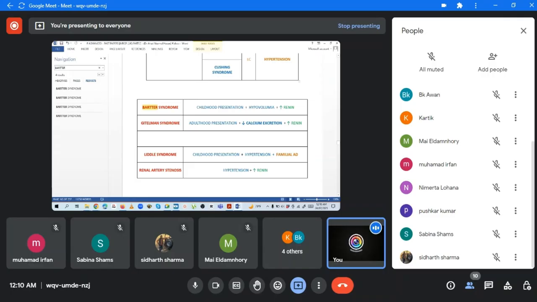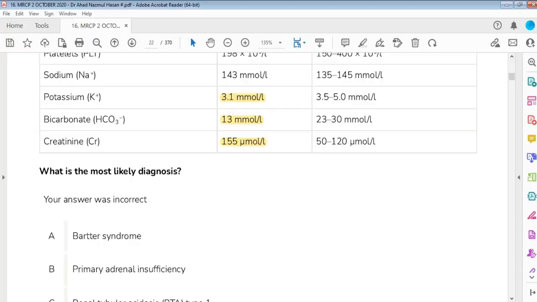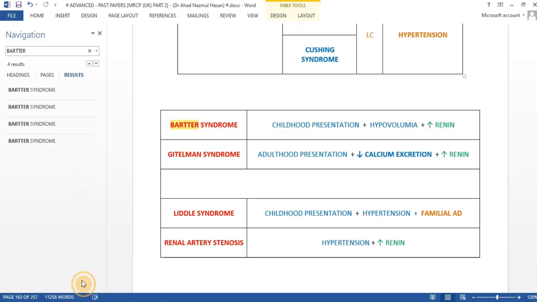Anyone? How to differentiate between Bartter and Gitelman? The age of the patient: Bartter syndrome will be in a younger age and will be more severe than Gitelman syndrome. Okay, very good. So just look here. B for Bartter, B for baby. So Bartter syndrome will have a childhood presentation, and G for Gitelman, G for gentleman. So Gitelman will have an adulthood presentation, and low calcium excretion or hypocalciuria is a pathognomonic feature of Gitelman syndrome, and hypovolemia is a feature of Bartter syndrome.